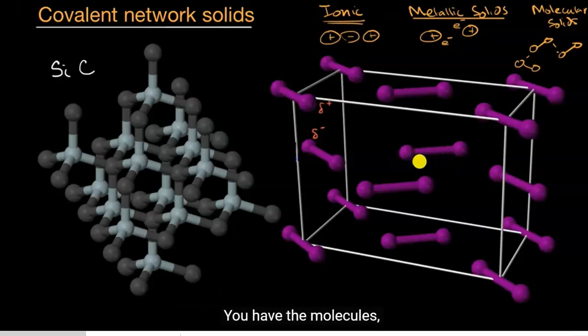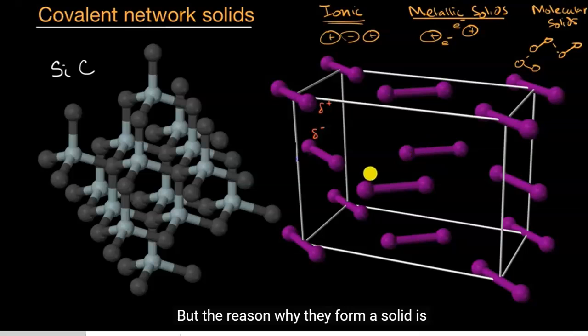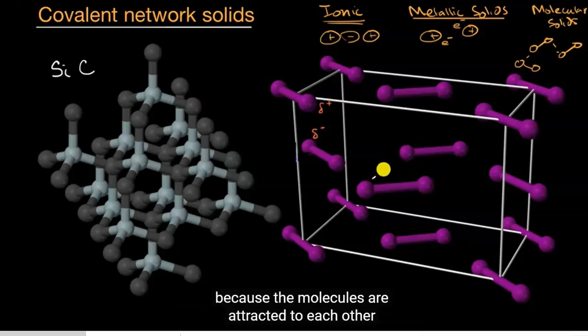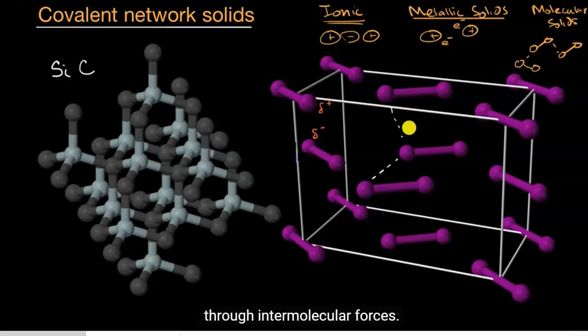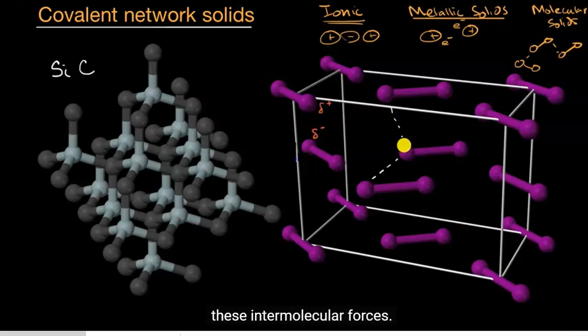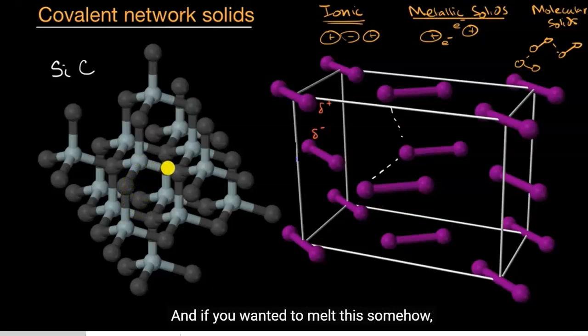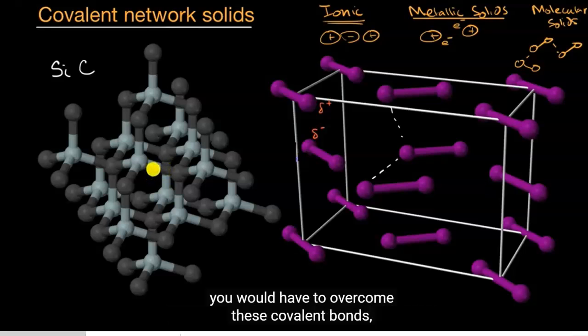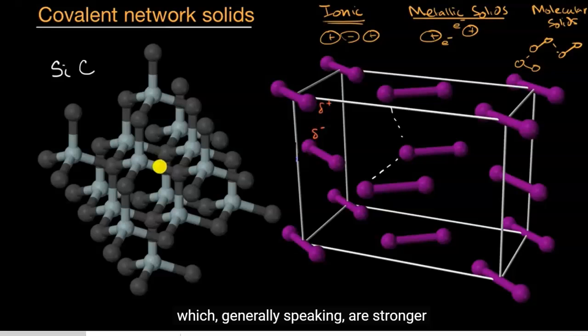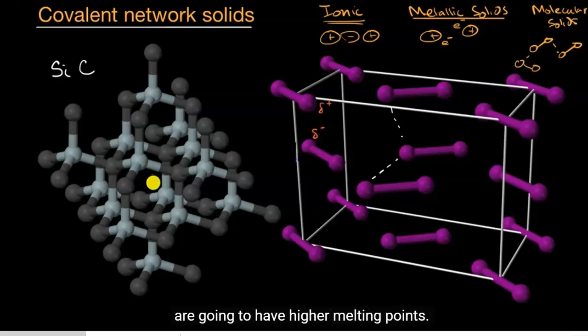You have the molecules, which are made up of atoms bonded with covalent bonds. But the reason why they form a solid is because the molecules are attracted to each other through intermolecular forces. And if you wanted to melt this molecular solid, you have to essentially overcome these intermolecular forces. While in a covalent network solid, the solid to a large degree is made up of these covalent bonds. And if you wanted to melt this somehow, you would have to overcome these covalent bonds, which generally speaking are stronger than these intermolecular forces. And so you can imagine covalent network solids are going to have higher melting points.